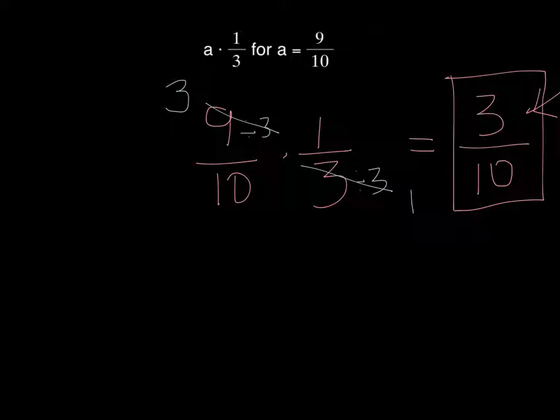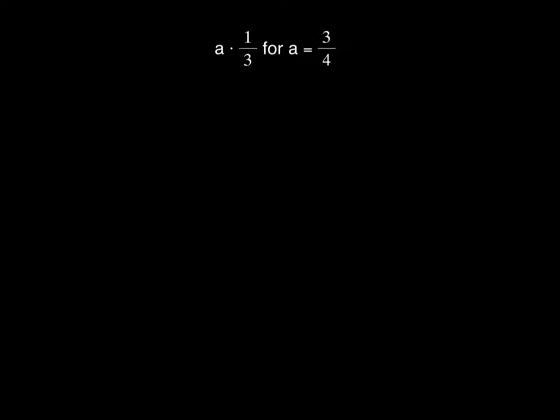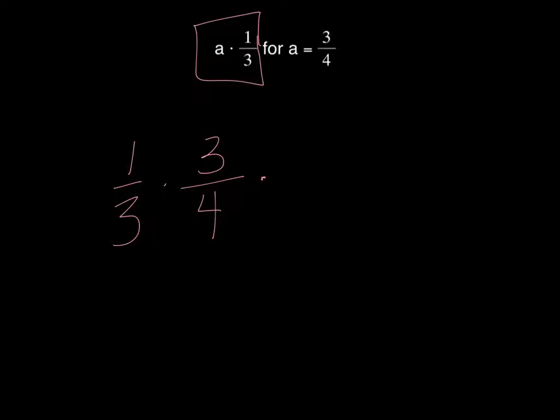Let's try one more problem. And our problem is evaluate a times 1/3, the expression, because we don't have an equal sign, this is an expression, for a equals 3/4. So now I'm going to do 3/4 times, sorry, I should do that other way. 1/3 times 3/4. Not that it matters because of the commutative property of multiplication, but I should write it the same way. Here's my a.